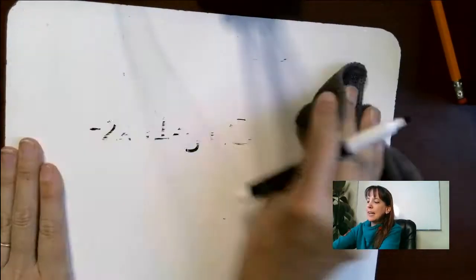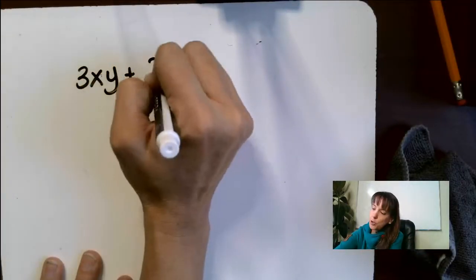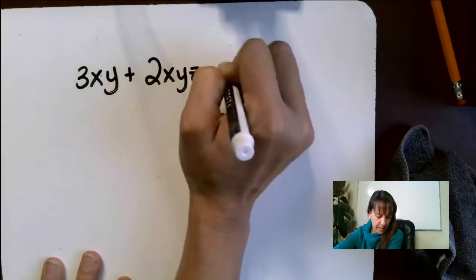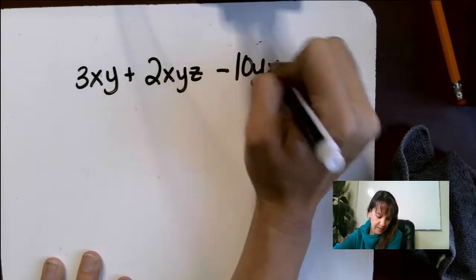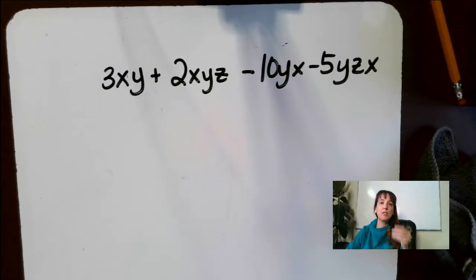So let's take a look at the next example. We have 3xy plus 2xyz minus 10yx minus 5yzx. Okay, again, that first rule that I talked about: we have 4 chunks here, right? We got 1, 2, 3, 4. Chunks are broken up by addition and subtraction. So that gives us those 4.